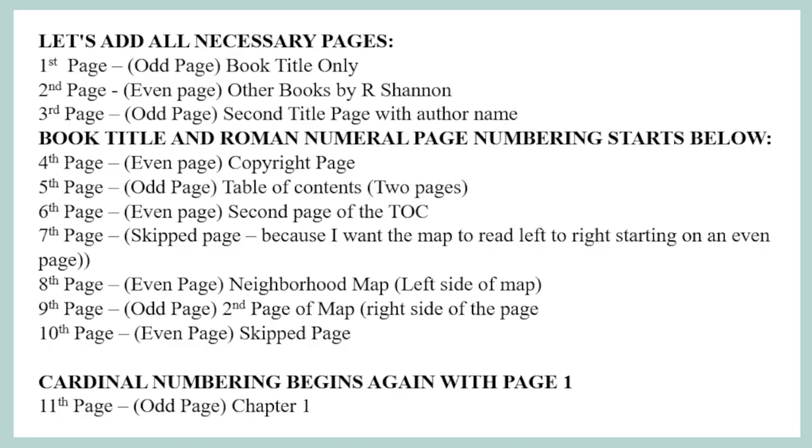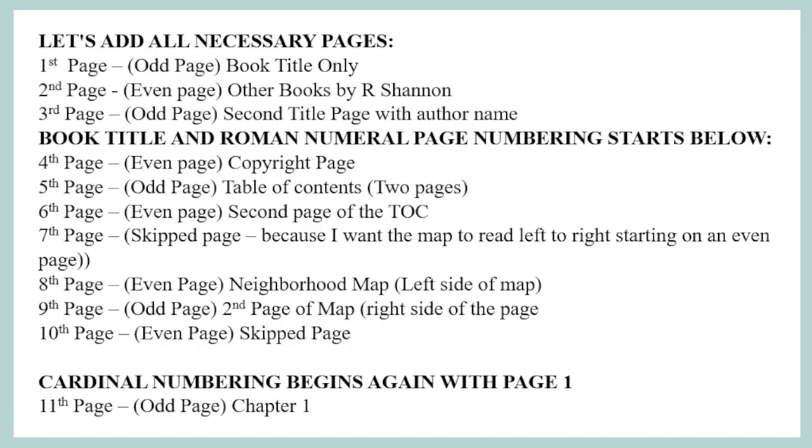Then I go into a table of contents, which in my paperback is going to flow over to a second page. So it's going to start on an odd page, but it's going to wind up taking up an even page as well. Then, because I want the neighborhood map to begin on an even page so it can be read side by side, the first neighborhood map page has to be on an even page, and then the second page of the map needs to be on an odd page.